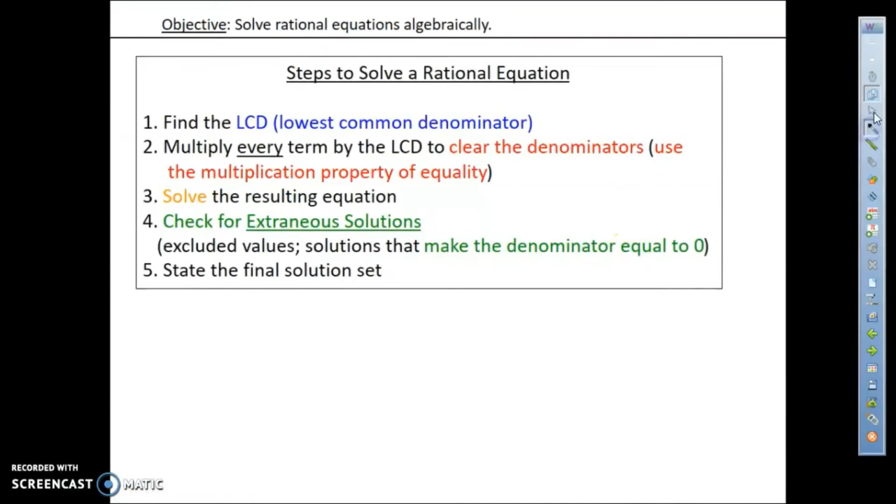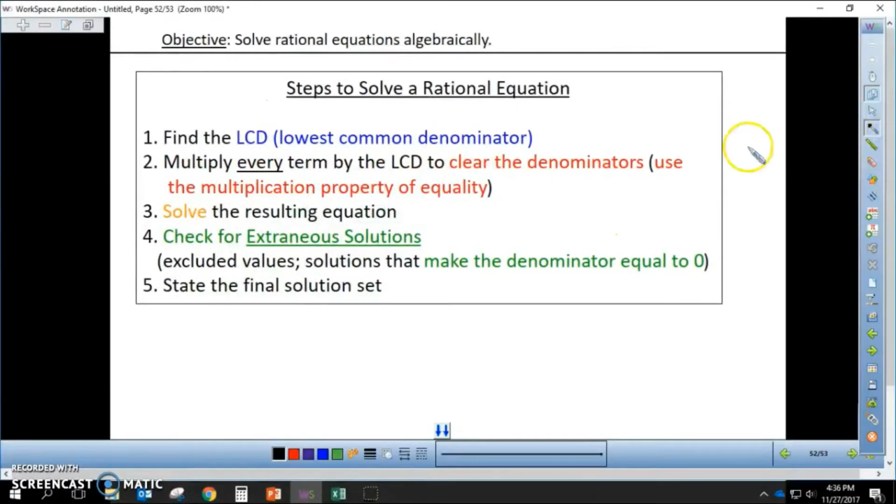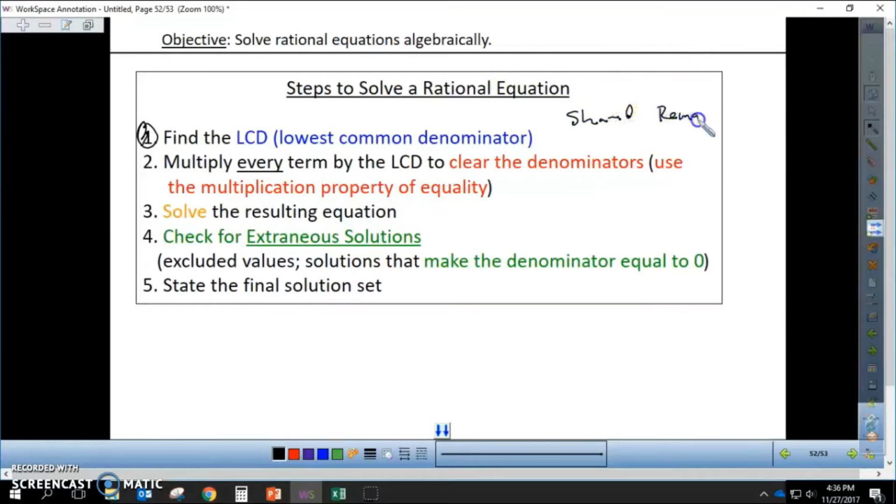So here are steps for solving a rational equation. The first thing that we're going to do is utilize what we learned yesterday in class, and that's finding the lowest common denominator. Remember that we need to make sure our rational equation is factored. We'll find our shared factors, we'll find our remaining factors, and that's our LCD. Once we have our LCD, we'll multiply every term by the LCD to clear the denominators. That's our goal. Get rid of your denominators. Once we have that, we can easily solve the resulting equation.